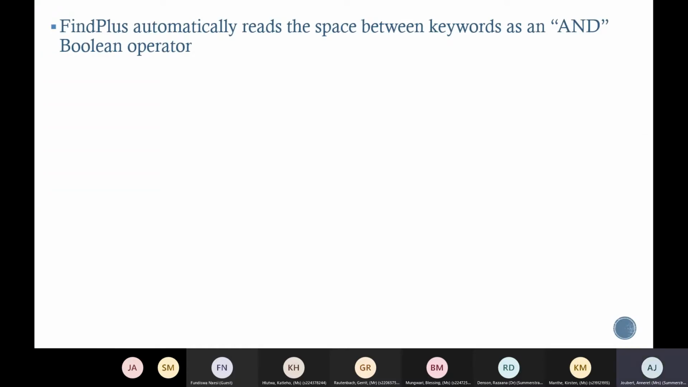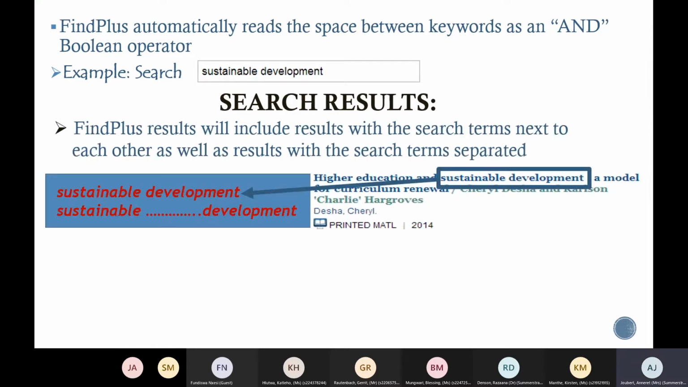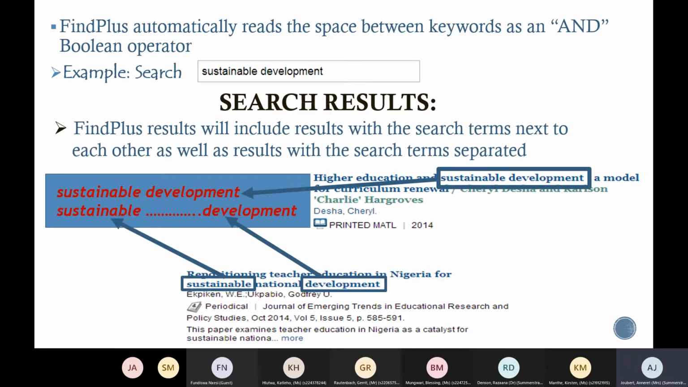FindPlus automatically reads the space between the keywords as an AND Boolean operator. This is just an example. If you put the words next to each other without an and, it will find search results with the words next to each other, as you see in the first line. In the second line, you will find search results where the keywords are actually split up. But the ones next to each other will be in the top part of your search results, and the other ones will move down.